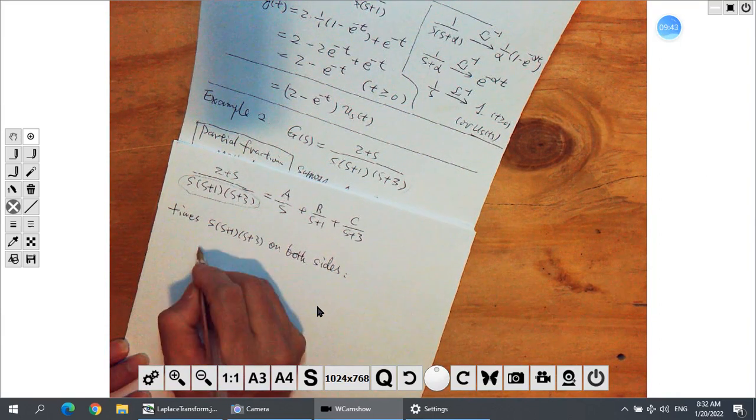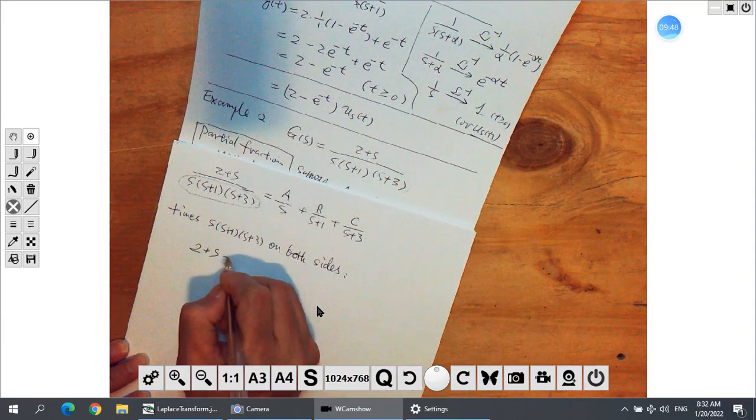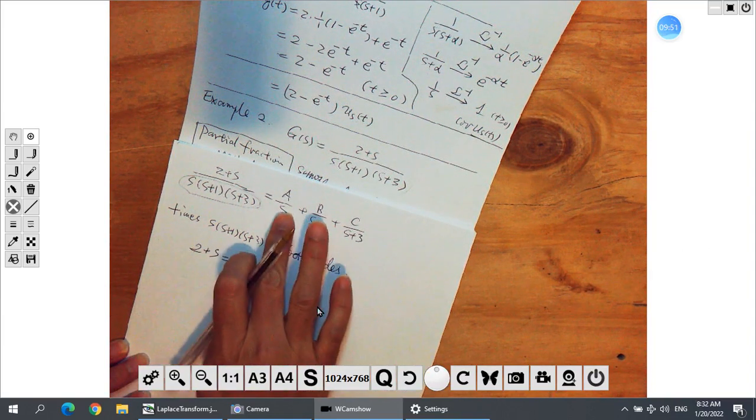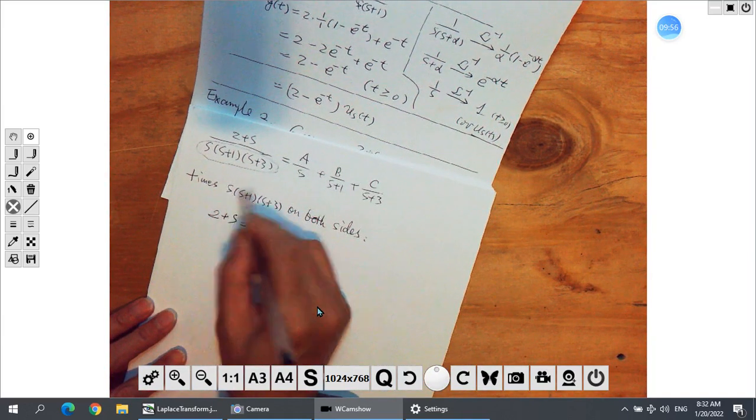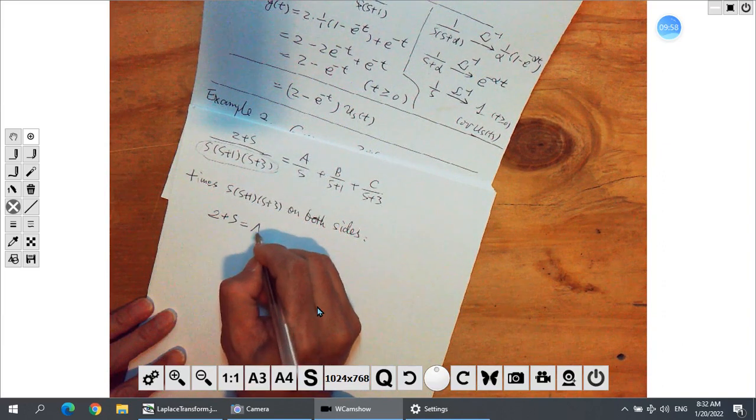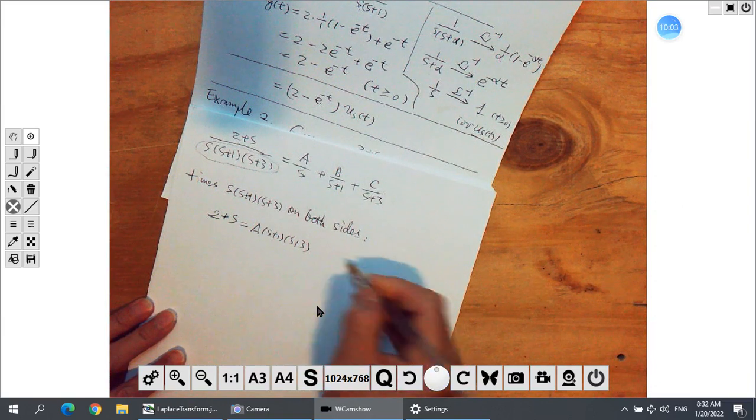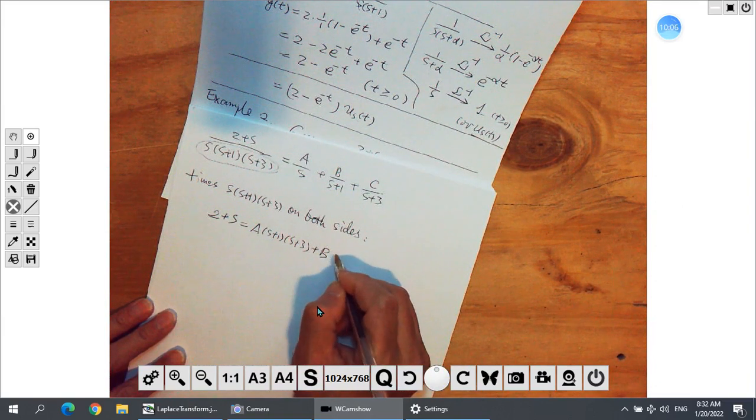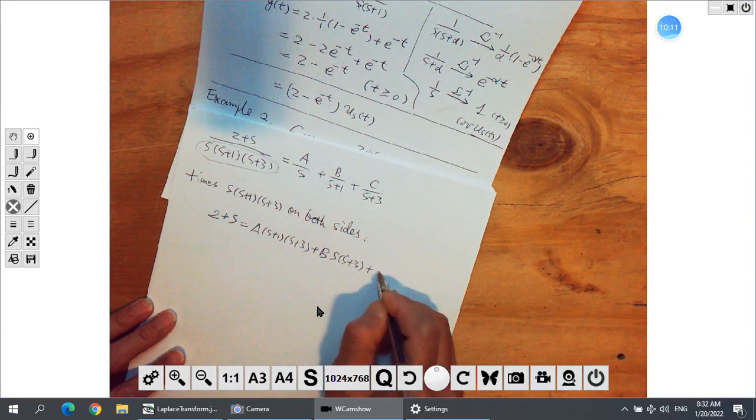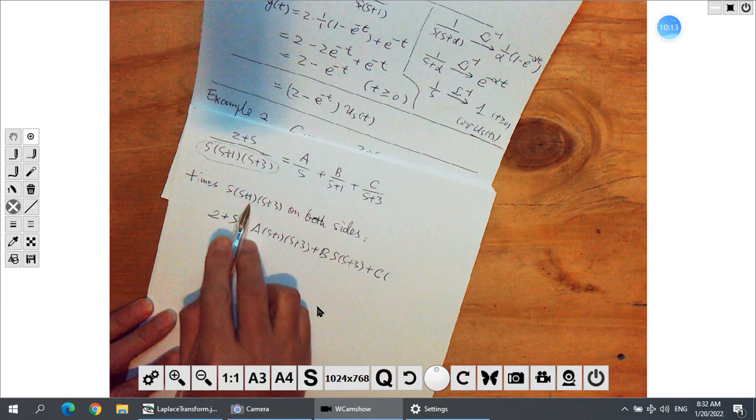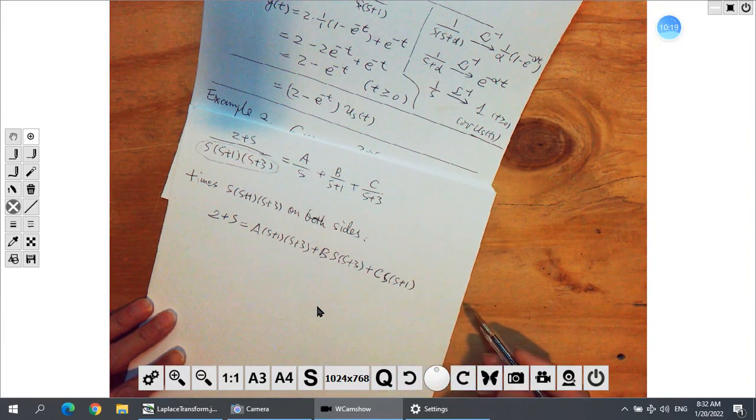So I have s plus 2 plus s equal to, okay, I multiply by the first term. The first term is a over s, times this, the s is cancelled, and we have a times (s plus 1)(s plus 3). And the second term, b over (s plus 1): the s plus 1 cancels, and I have s times (s plus 3). And then c: s(s plus 1), and the s plus 3 cancels. Alright, now we have this.